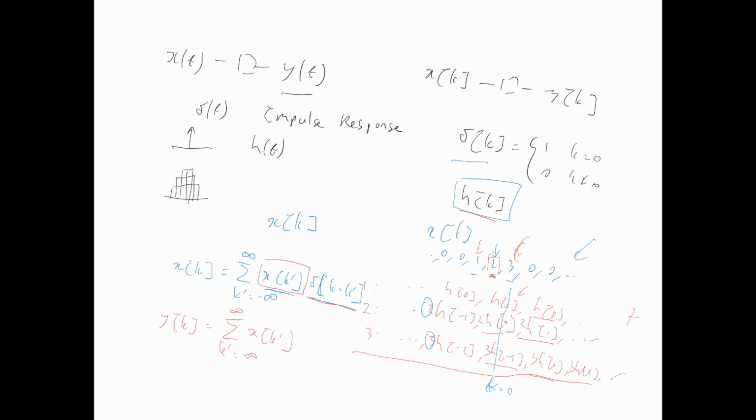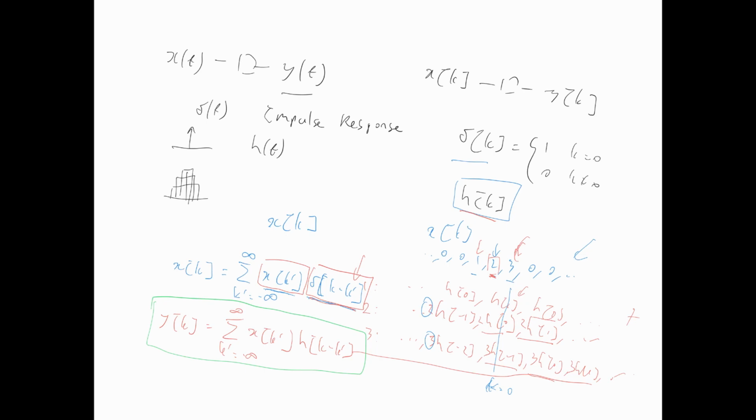And then I'm just left with my delta function going into the system. It's been shifted in time by k prime, but because my system is time invariant, I know its output is going to just be the impulse response shifted by the same amount in time. And that's it. This is the complete characterization of the behavior of a linear time invariant system.